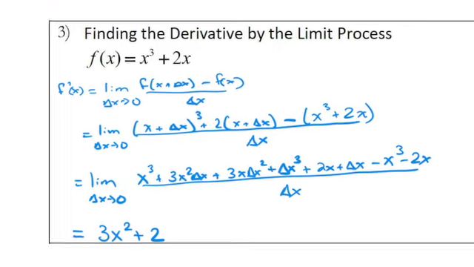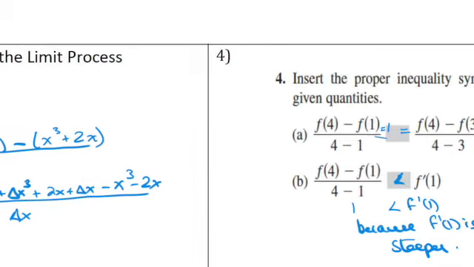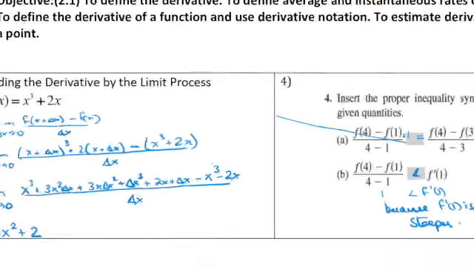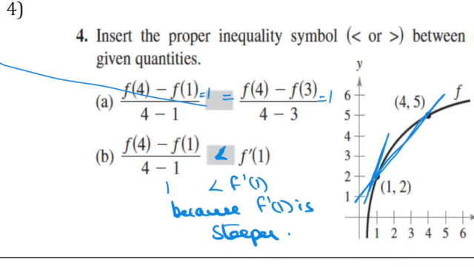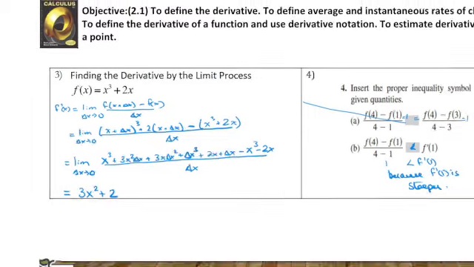So for question number 3, make certain your substitution is accurate and that you multiplied your cubic out correctly. Now for number 4, take a look at the differences between the slopes of the secant line and your derivative. What you're going to find is that your derivative was steeper and therefore must be greater than the slope of that average rate of change.